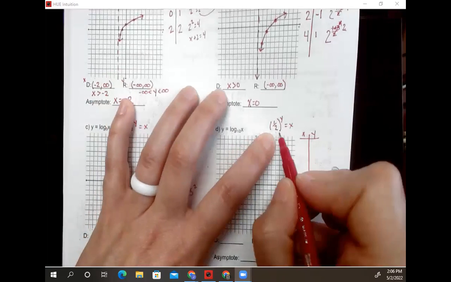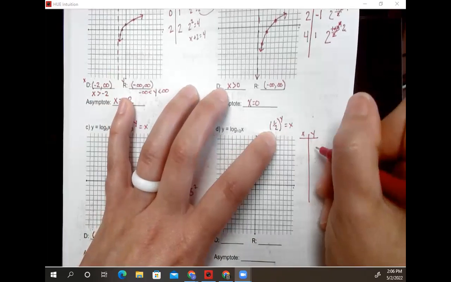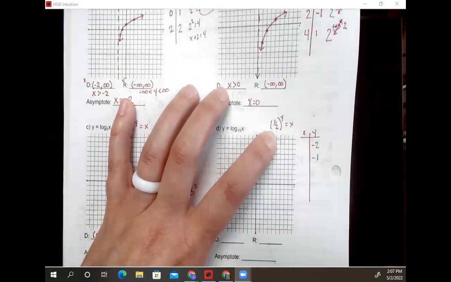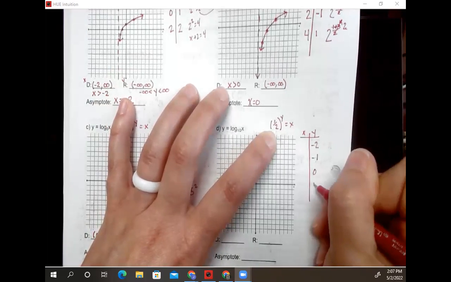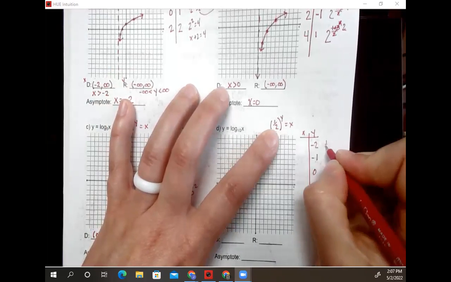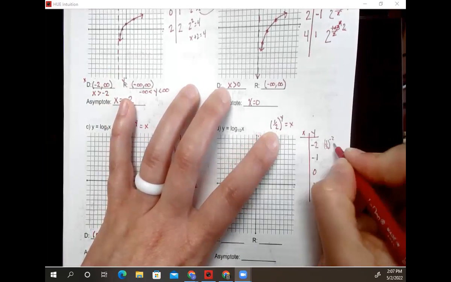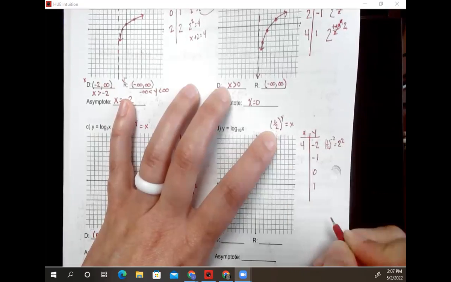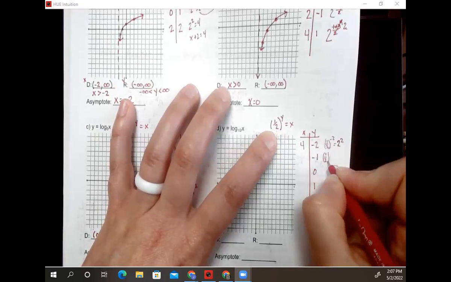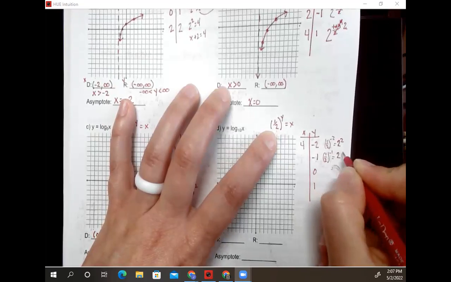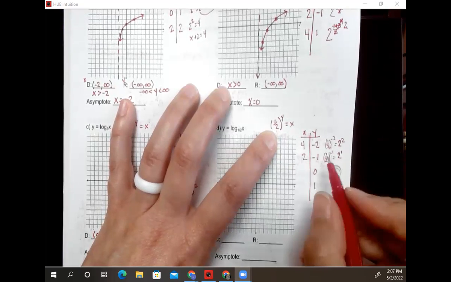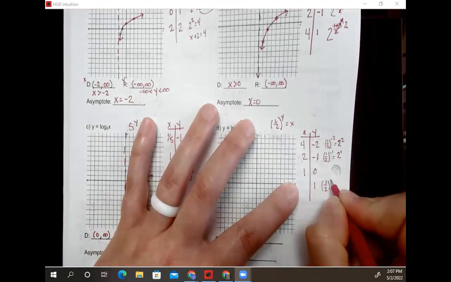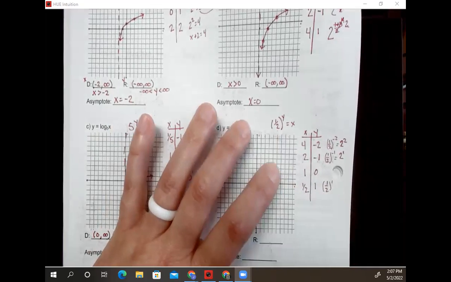Remember, if I do a negative exponent, that's going to flip this. So I'm actually going to pick some more negative values. So I'm going to do -2 and -1, since that will flip my fraction to be a whole number. And we'll do 0 and we'll do +1. So 1/2 to the negative second power would be 2 squared, which is 4. 1/2 to the negative first power would be just 2 to the first, which is 2. 1/2 to the 0 power would just be 1. And then 1/2 to the first power would just be 1/2.